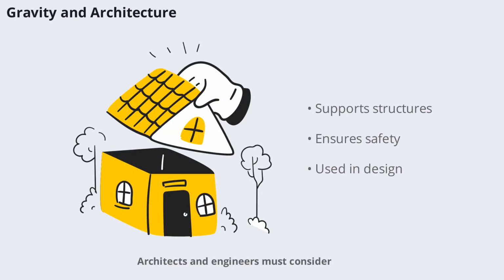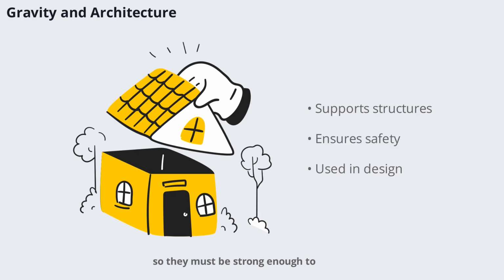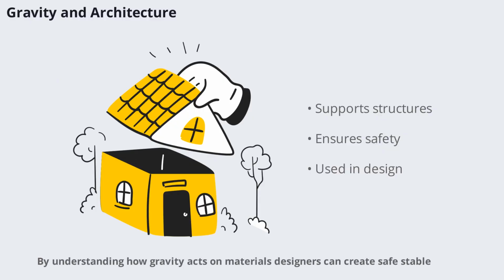Architects and engineers must consider gravity when designing buildings and bridges. Gravity pulls structures downward, so they must be strong enough to support their own weight and withstand additional loads. By understanding how gravity acts on materials, designers can create safe, stable, and innovative structures.